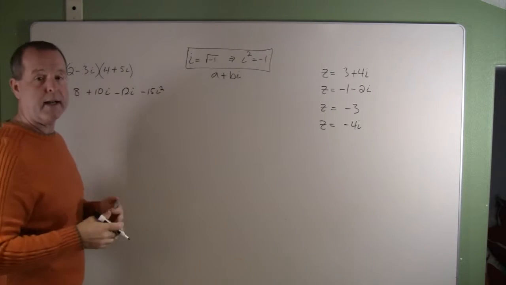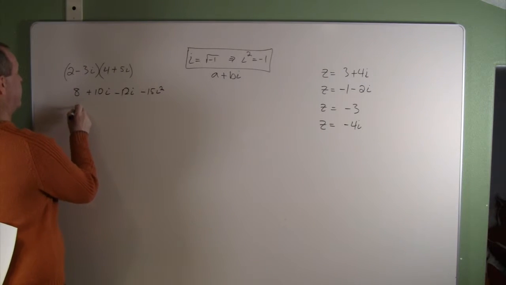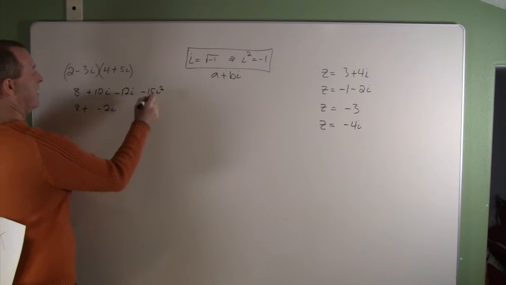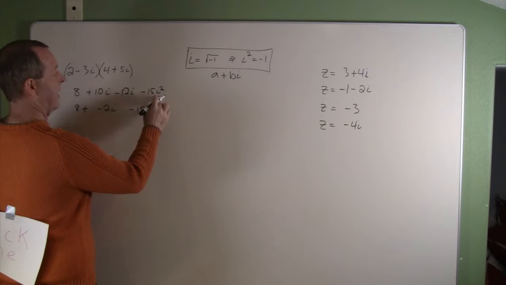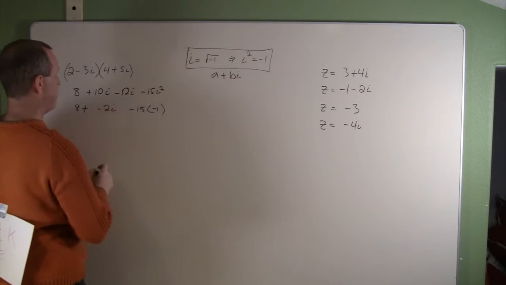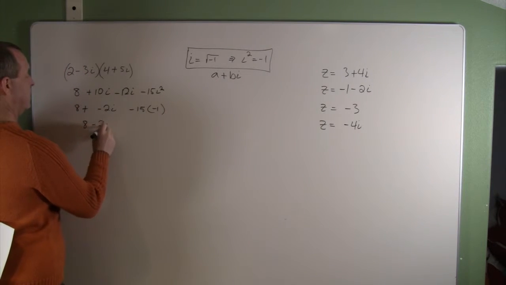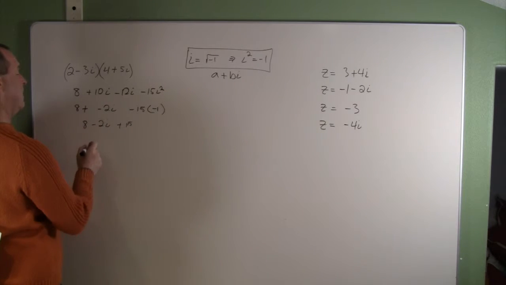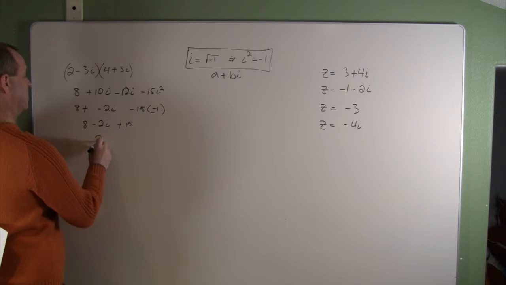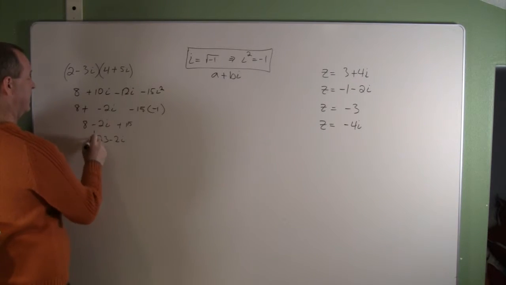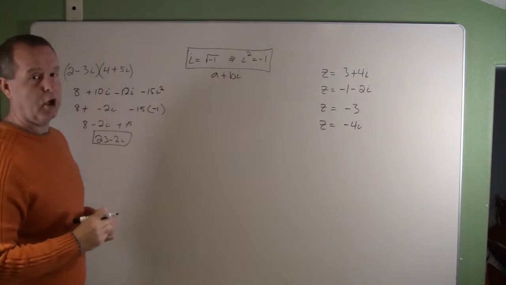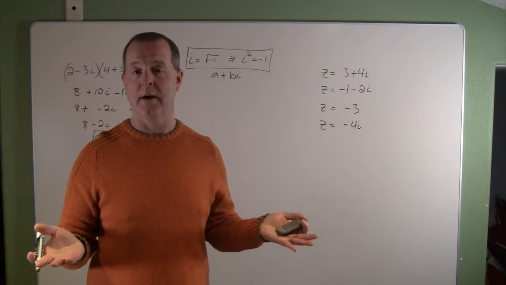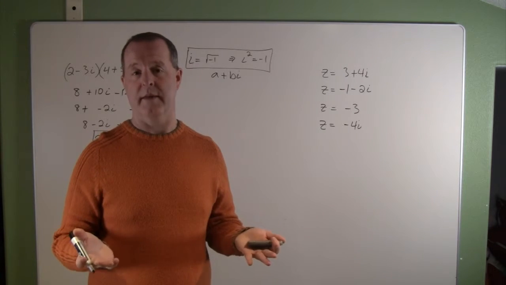And then from there I can clean it up a little bit. I have 8 plus 10i minus 12i gives me a minus 2i, minus 15i squared, and if we remember, i squared equals -1. So 8 minus 2i plus 15, and then I can add the 8 and 15 to give me 23. So 23 minus 2i is the product of those two terms. I hope that reminds us a little bit that we have seen these before and we can work with them.